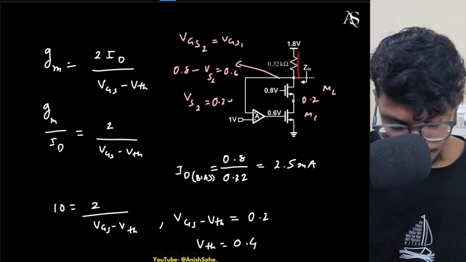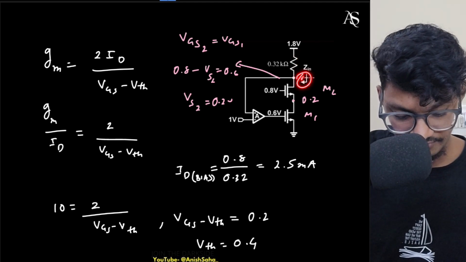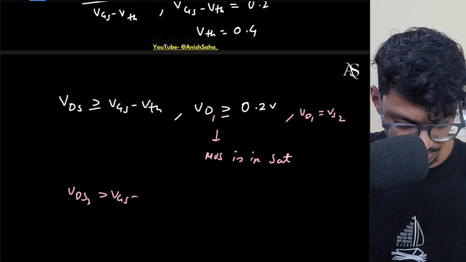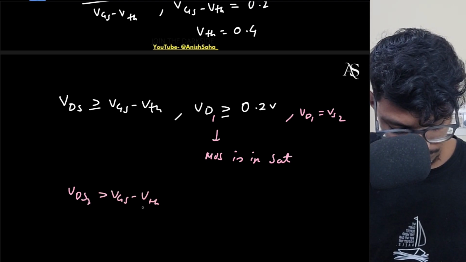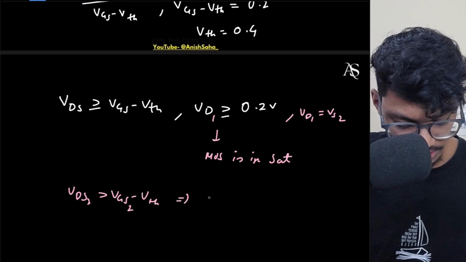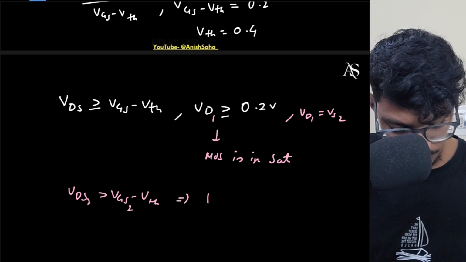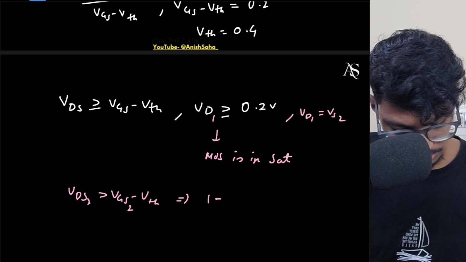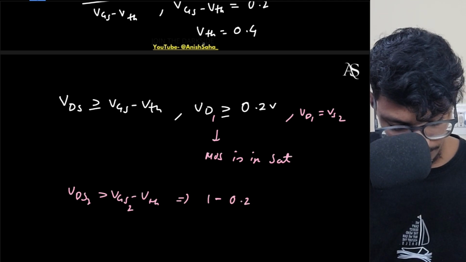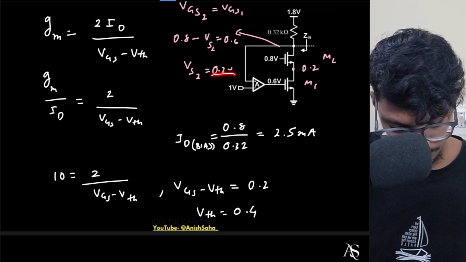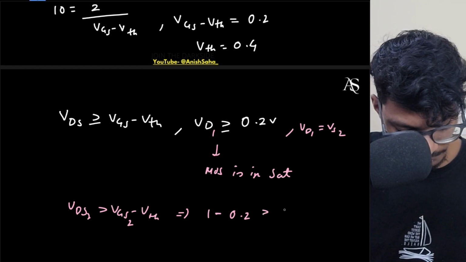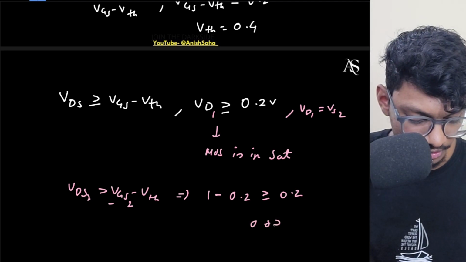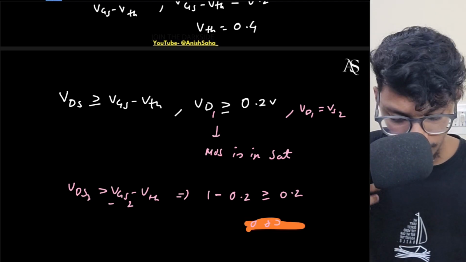And here as well, if you want to identify, this potential is 1 volt, right? And if this potential is 1 volt, again my VDS2 must be greater than VGS minus VTH. So my VDS2 is how much? VD is 1 volt and VS2 was 0.2 volts, correct? We have just found it out. So this must be greater than or equal to VGS minus VTH, basically 0.2 only. So yes, it is satisfying, right? 0.8 is greater than 0.2. So obviously M2 also is in saturation.